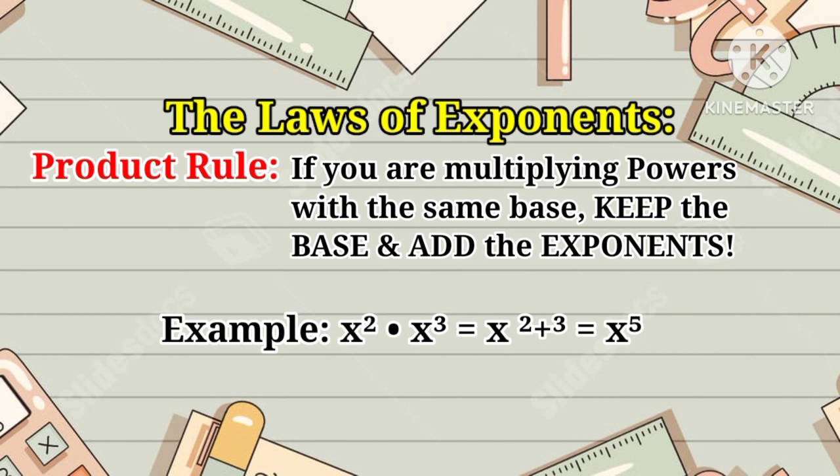So, kailangan po nating tandaan yung rules na binigay na kailangan nating i-keep ang base at i-add lang natin ang exponent. So, dahil ang exponent ng x ay 2 at 3, kailangan lang nating i-add. Kaya ang naging answer ay x, dahil kinopya lang natin ang base at in-add natin ang exponent niya na 2 plus 3. Kaya ang naging sagot ay x to the 5th power.